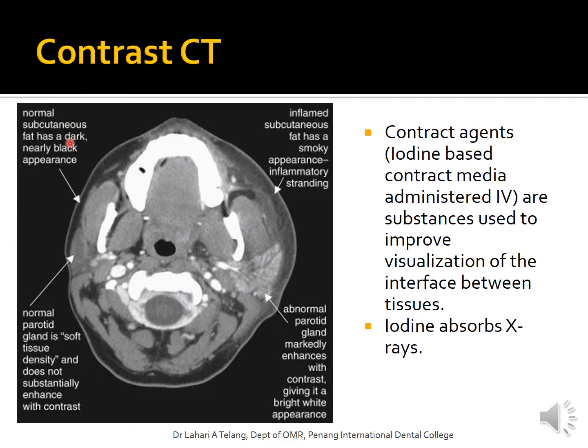So for example, the normal subcutaneous fat has a dark, nearly black appearance. The inflamed subcutaneous fat has a smoky appearance. If you've noticed on this side, there's a swelling on this side. Abnormal parotid gland: marked enhancement with contrast in it, giving it a bright whiter appearance. And the normal parotid on the other side is soft tissue density, not having contrast in it, is not substantially enhanced with contrast. So that is the importance of injecting a contrast media and visualizing the area, which gives you a lot more detail.